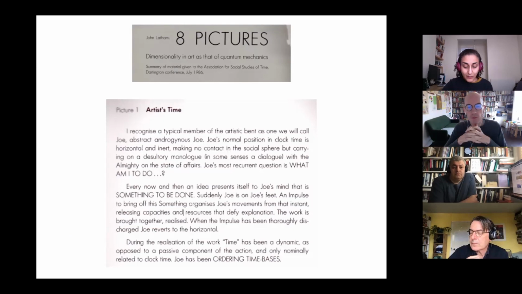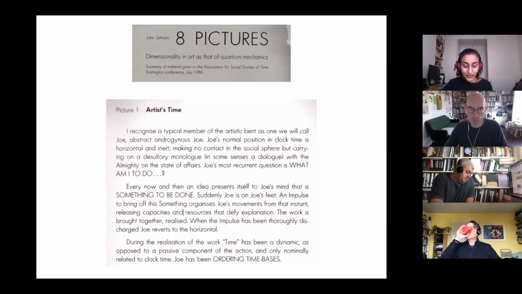He says, "In the main, the concept of time is that of an experience of something passing endlessly, measurable by clocks and passive. I reject this concept as of no structural relevance whatever." He describes instead what he calls artist time in relation to someone he names Joe, a typical member of the artistic bent. Latham says, "The normal position in clock time is horizontal and inert, but when an artist gets an impulse to do something, they suddenly get resources and capacities that defy explanation. Whilst this impulse is in operation, they realize the artwork."